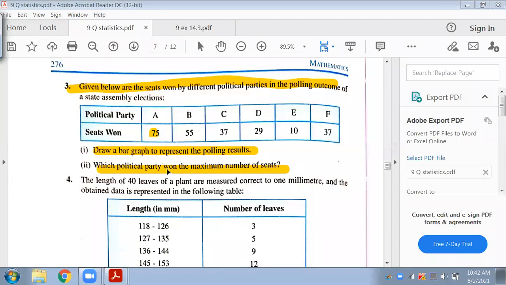Now, to find the maximum number of seats won by a political party, we have to look at the frequency. If you see here, the highest frequency is 75. So the maximum number of seats won by a political party will be what? A. And then we're going to draw the graph.